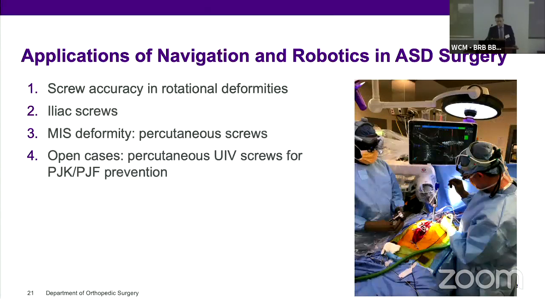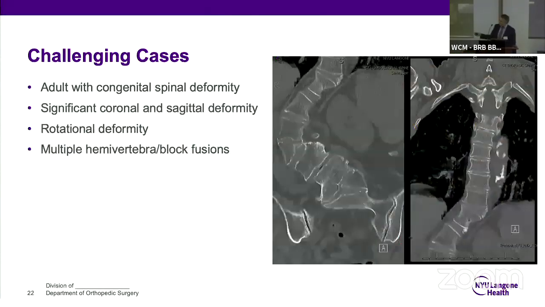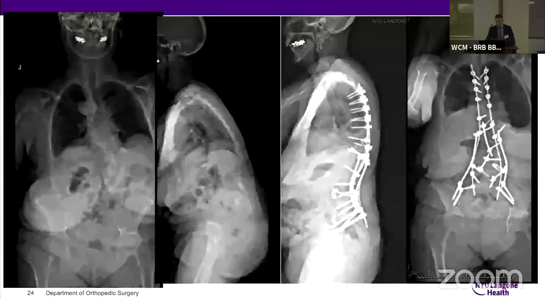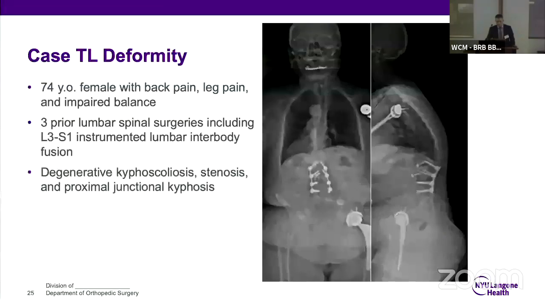Perking the UIV to prevent PJK. Some authors have talked about that, like Kalkabesh. This is clearly something that you'd think would be a great application for it, placing these screws in this complex deformity. This is the actual case. She's got sagittal and coronal deformity, and she's got a nice correction in both planes with quite an extensive surgery, which I didn't do minimally invasively.